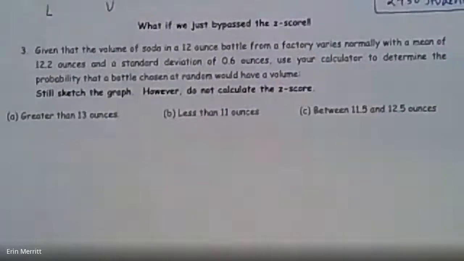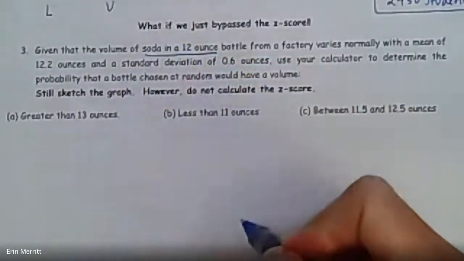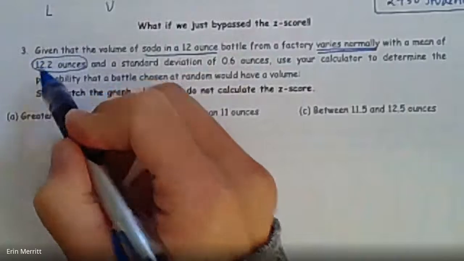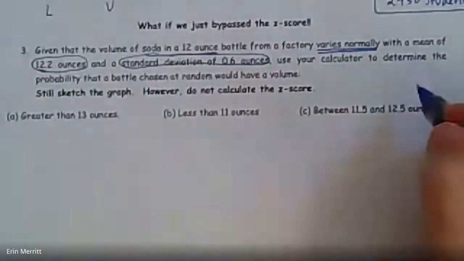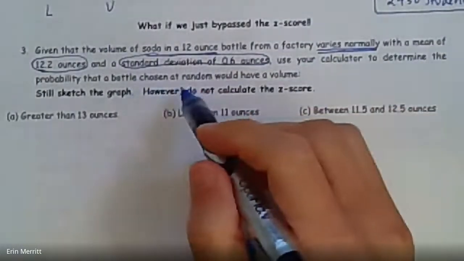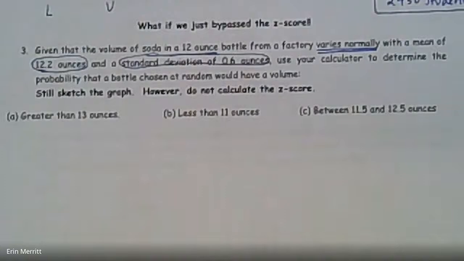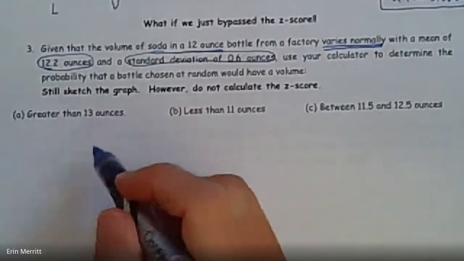So when it says, for this one, given the volume in a 12-ounce soda bottle from a factory varies normally, there's our key words, with a mean of 12.2 ounces. So you're actually getting a little more than 12 ounces. Woo. Standard deviation of 0.6. Use the calculator to determine the probability that a bottle chosen at random would have a volume greater than 13 ounces, less than 11, or between 11 and a half and 12 and a half. All right, so like the first case is saying like you get a little extra, greater than 13 ounces.